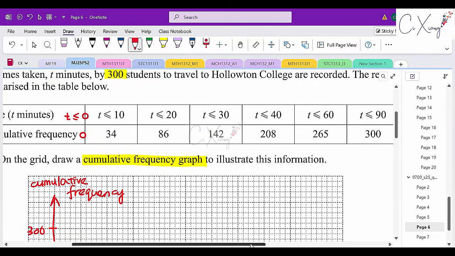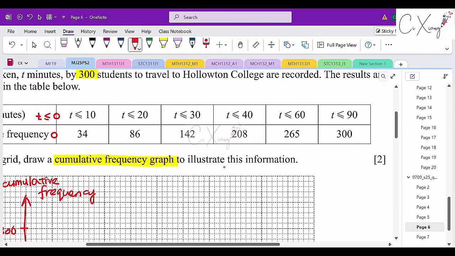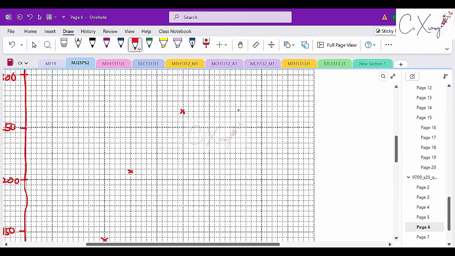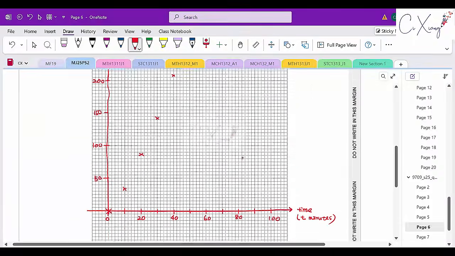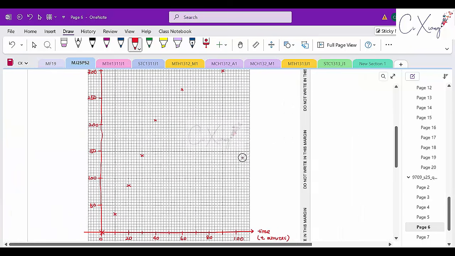Then lastly, you're having 300 for 90. 60, 70, 80, 90. 90, I want to have 300. It should be this one. Okay, so you double check all your points here.